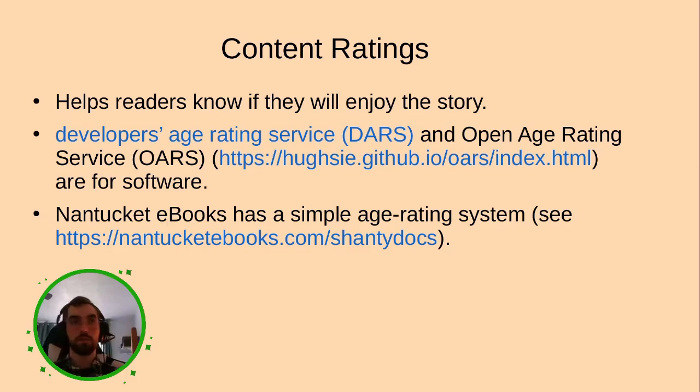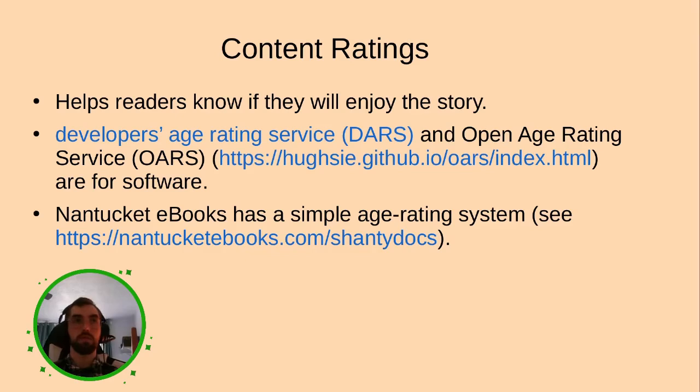Other metadata that's important is content ratings. Content ratings help people know whether or not they'll enjoy a story. If I have to get 3/4 of the way through a story to find out that there's objectionable content and I wouldn't have read the story otherwise, that can be disappointing and frustrating. So ideally, you should warn people about things up front so that they don't have to go through that experience.